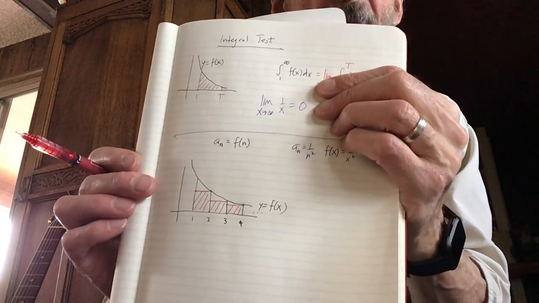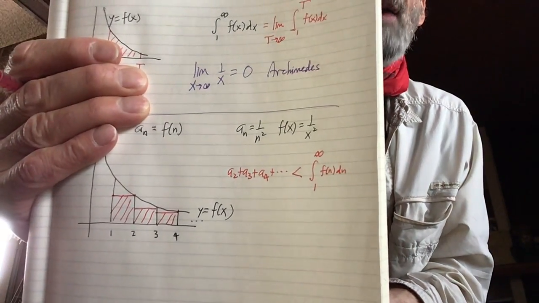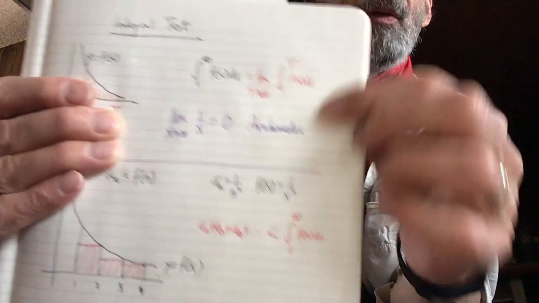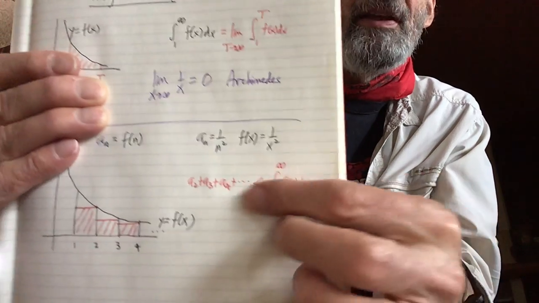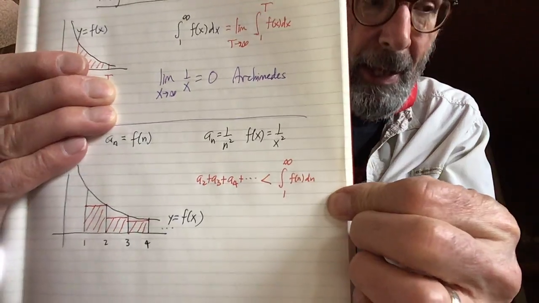So what we're seeing by this picture is that if we start adding at a2, what we get is less than the integral from 1 to infinity of f of n dn. I guess I've changed numbers on you there. So what that means is if this integral converges, if that limit exists, this limit up here, which is how we would do this integral, if the limit exists, then the sum is finite and everything is hunky-dory, yay.